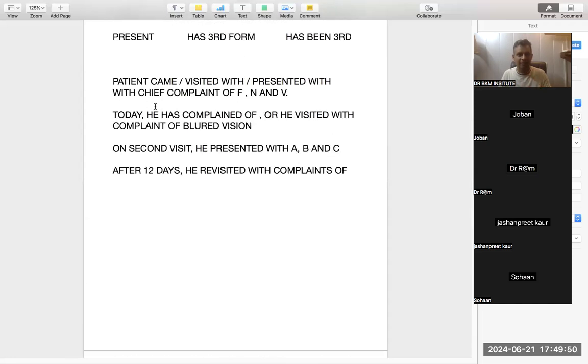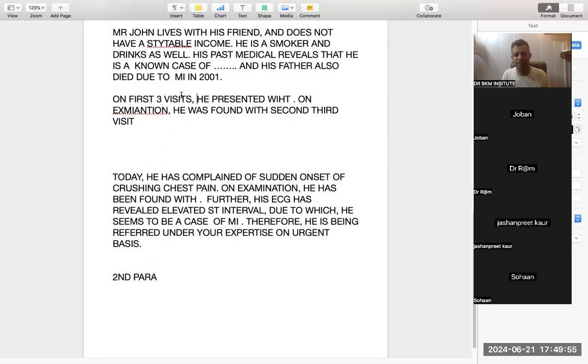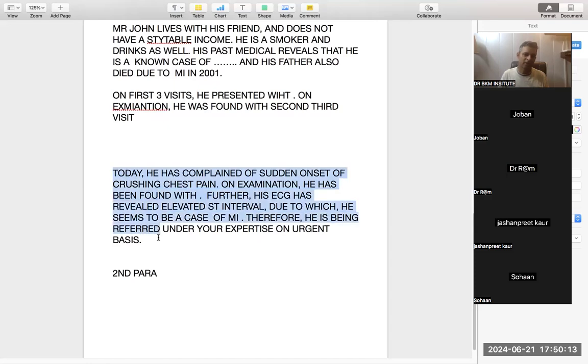Again, what will be the grammar? Let me take it from here. On first 3 visits, he presented with this. On examination, he was found with this. Further, he was having this and this. Therefore, he was suspected with this, for which he was given this. You can mix it up. But today's visit is most important.